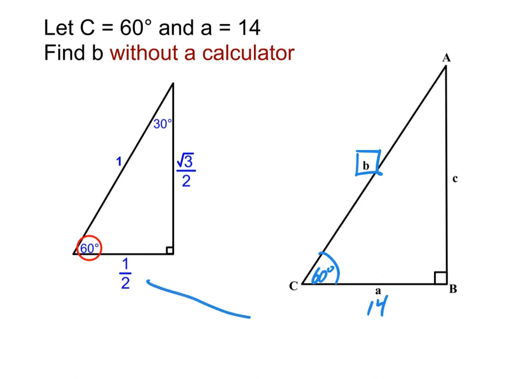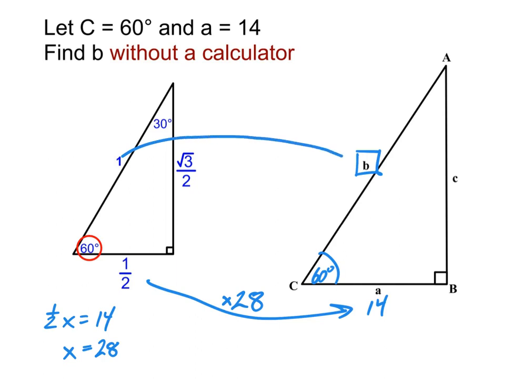Because what would I have to multiply 1/2 by to get 14? What do we have to multiply 1/2 by to get 14? Well, if you're not sure, you could do 1/2 x equals 14. Notice I would divide both sides by half, or in other words, multiply both sides by 2. So x would equal 28. So I'm having to multiply this whole thing by 28, which means that I have to do the same to every one of these sides.